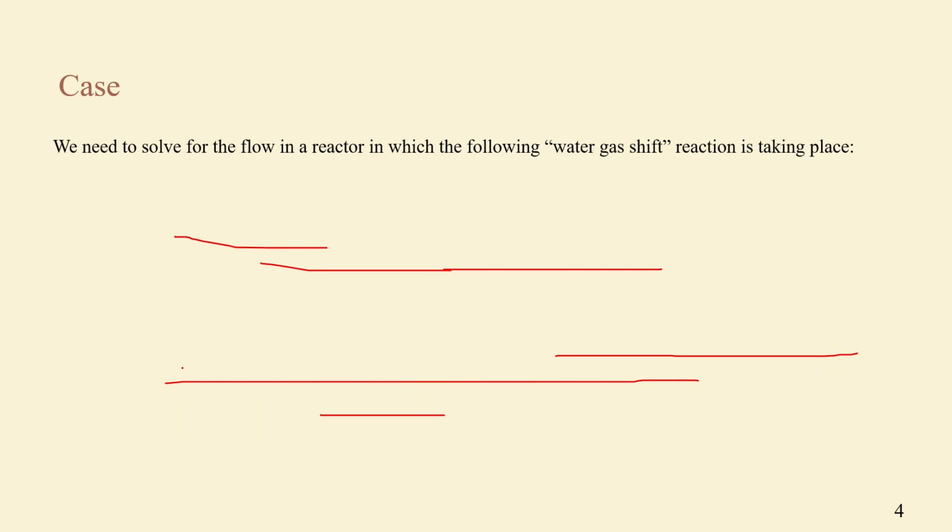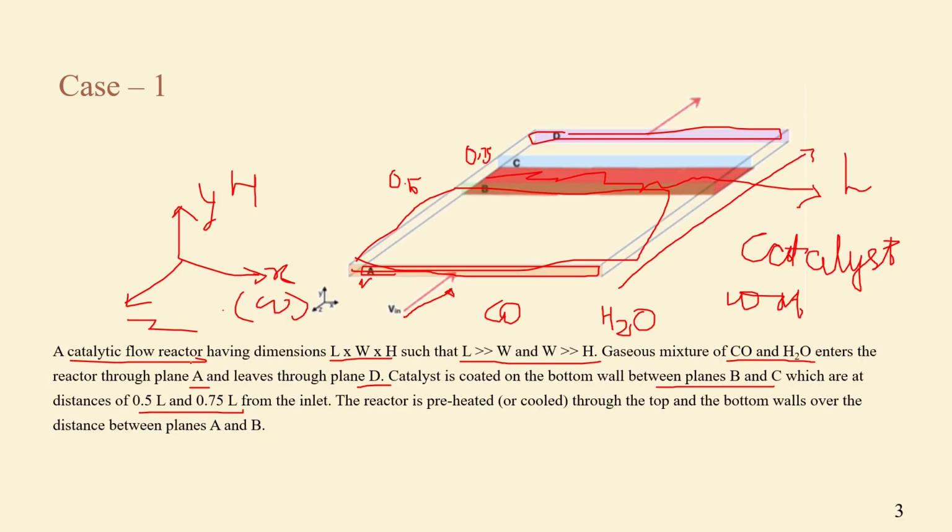So basically, this is the reactor setup. We have a fluid inlet, a gas inlet of carbon monoxide and steam, which is passing through plane A and leaving through plane D. In between we have planes B and C, which are coated with a catalyst, so that the reaction takes place and carbon dioxide and hydrogen are formed, which should also leave through plane D. Plane B is at a distance of 0.5 times L, at the midpoint of the inlet and outlet planes, and plane C is at the midpoint of planes B and D.